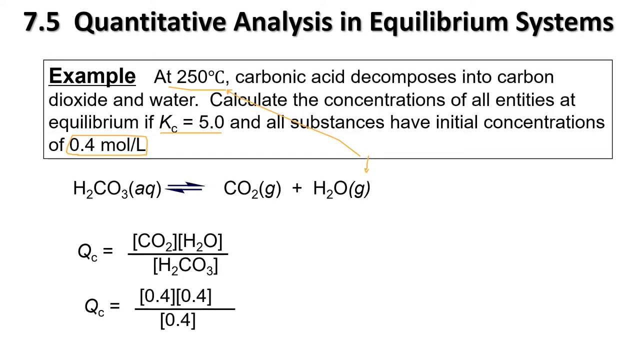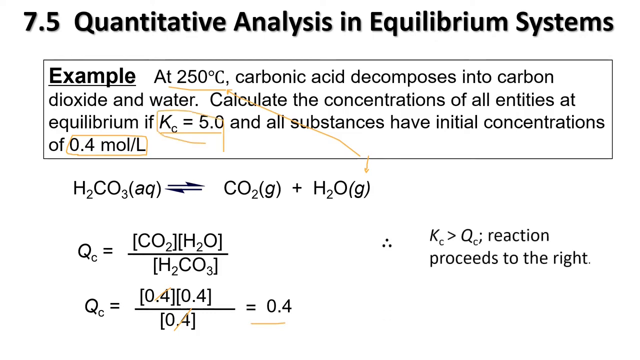We're going to plug in all of the 0.4s, and we got one on the top, one on the bottom, meaning our value is going to be 0.4. So now that will allow us to compare the Q at 0.4 with the K value, which is 5. So therefore, K is greater than Q, right? 5 is greater than 0.4. So this one's going to proceed to the right. So it's going to proceed in the products direction here, which means these are increasing and this is decreasing.